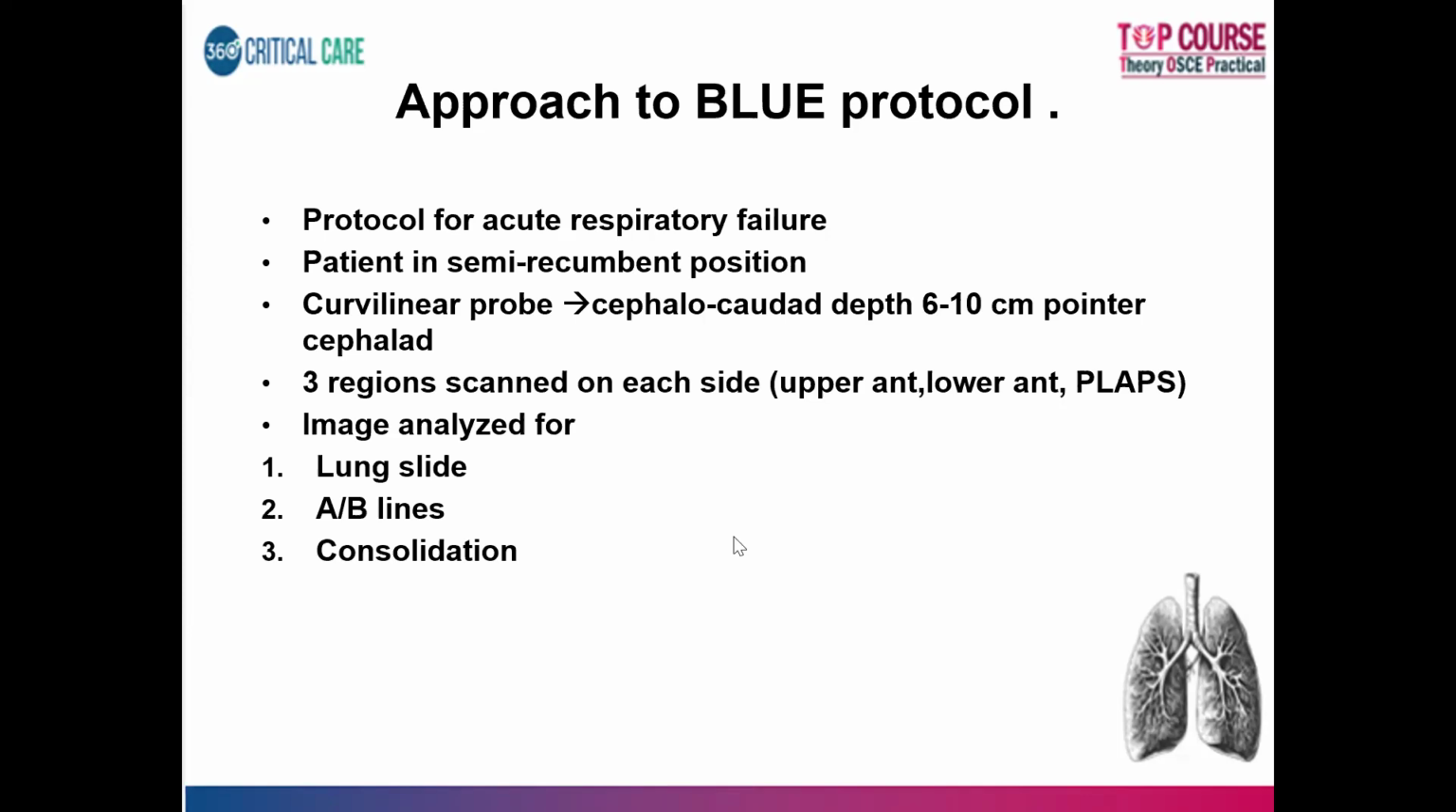So what do you look for when you're scanning? You look for the lung sliding, you look for the A lines, the B lines, and the presence of consolidation. If you have acquired these images, then you can come to a proper diagnosis using the BLUE protocol.